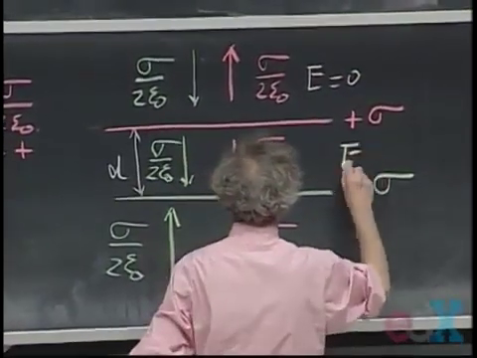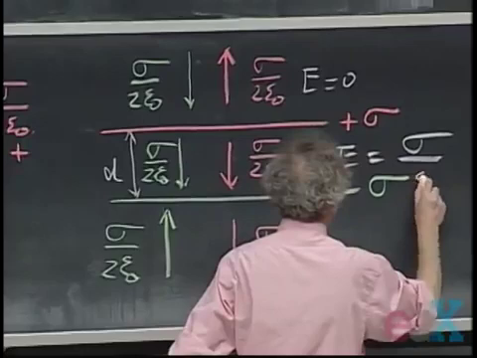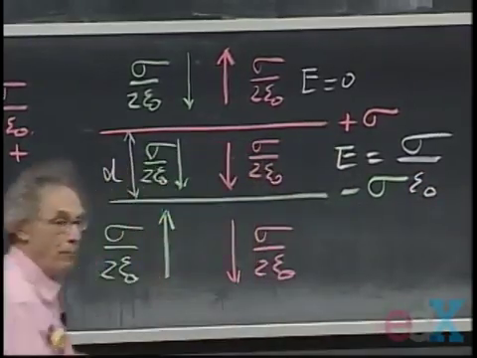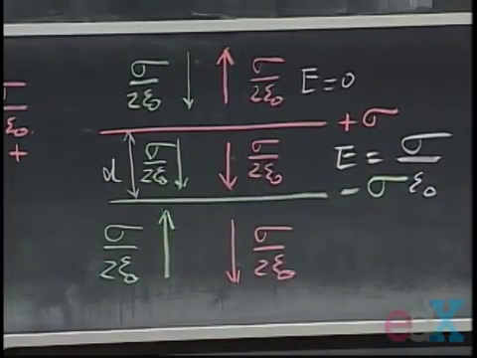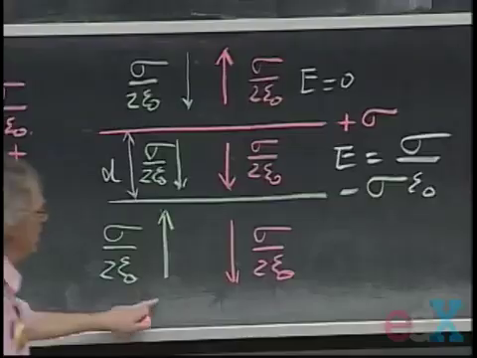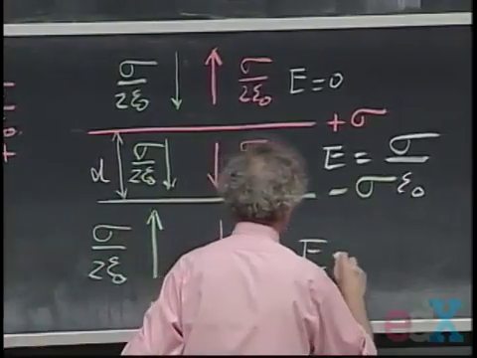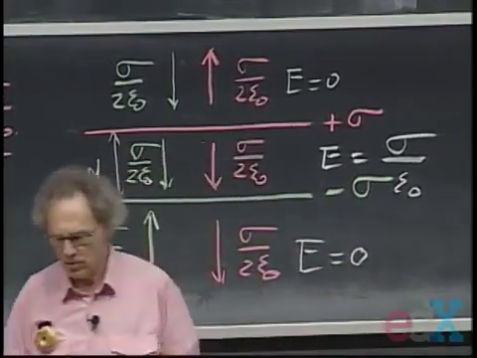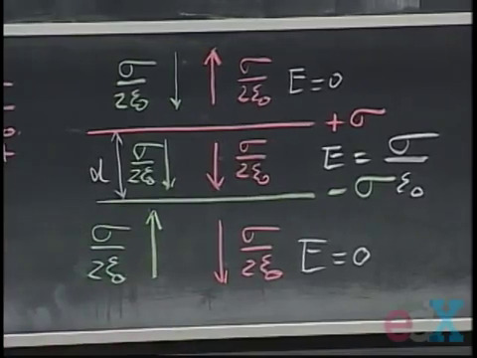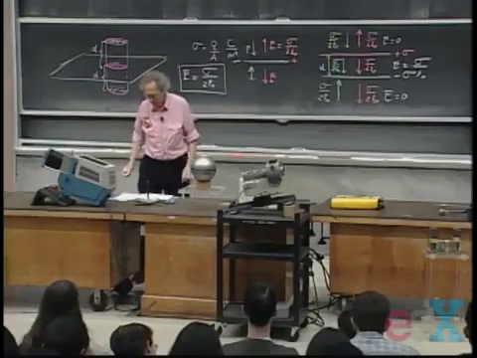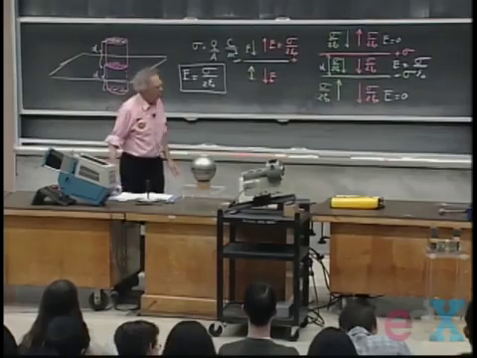The electric field here is sigma divided by epsilon 0. The two support each other. They are both in the same direction. And the electric field here is again 0. And that is an amazing result. Of course, it's only accurate if these plates are extraordinarily large.